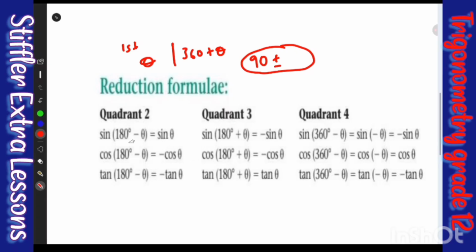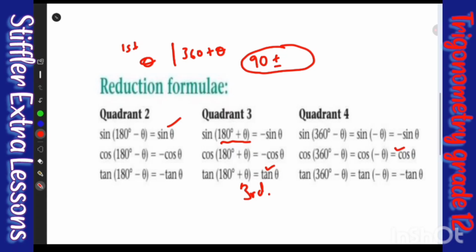Sine of 180 minus theta, like I was saying, falls in the second quadrant. So sine will be positive and cos and tan will be negative. And then in the third quadrant, that's 180 plus theta, sine is negative, cos is negative, but tan is positive, since we say tan is positive in the third quadrant. And in the fourth quadrant, we are expecting cos to be positive, because we said cos is positive in the fourth quadrant.